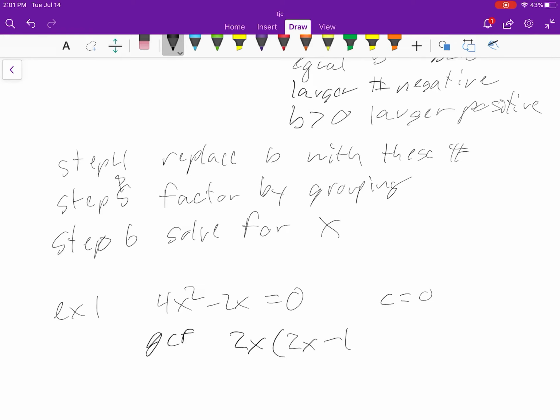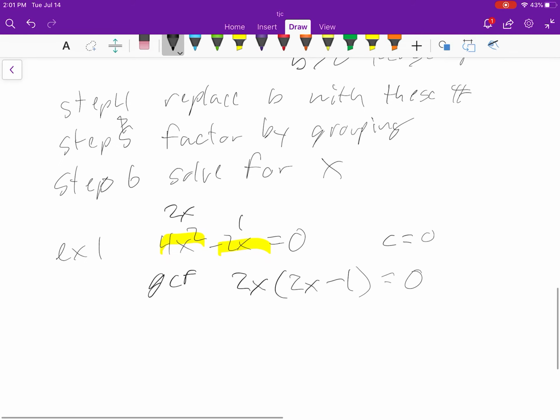That gives us 2x times 2x minus 1 equals 0. So I factored 2x out of both terms, and that gave me a 1 here and another 2x there, which is what we have here. Then on this one, we can go ahead and skip all the way down to step 6.